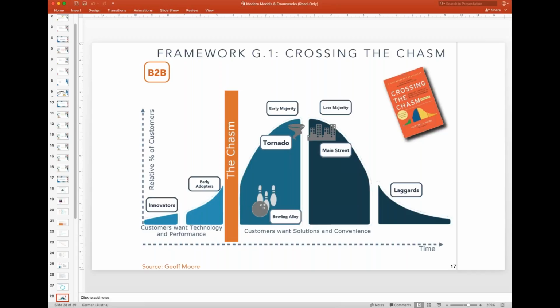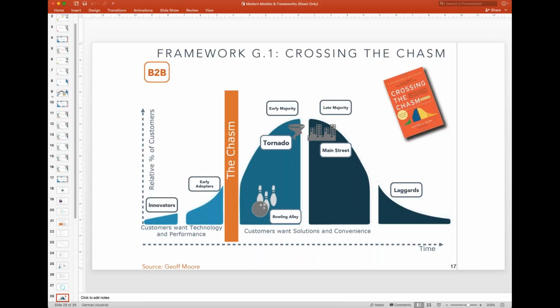Crossing the chasm, a very famous one. I won't go into this one because it requires a bit more explanation, and those who know what I'm talking about know. But the whole idea is that you divide society into five main sections, and those are the innovators, the early adopters, early majority, late majority, and laggards.